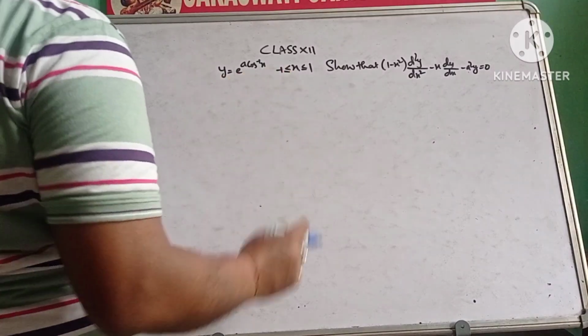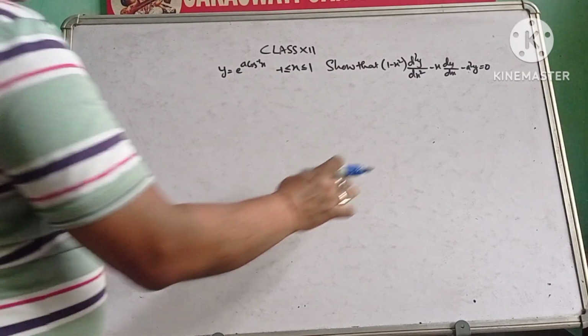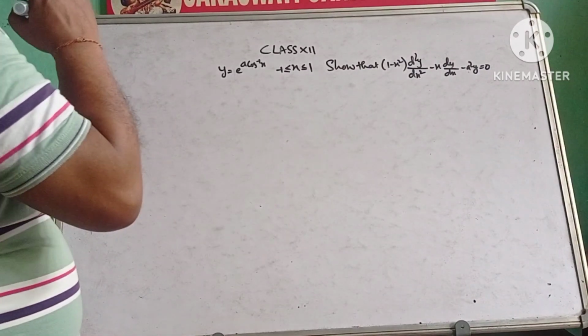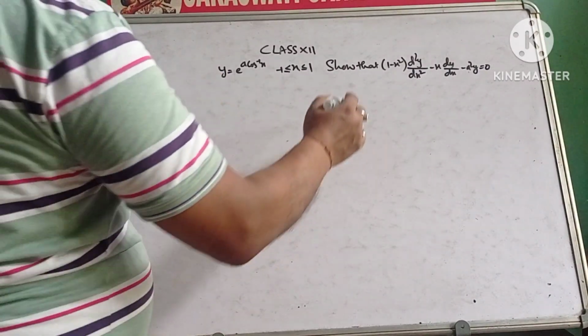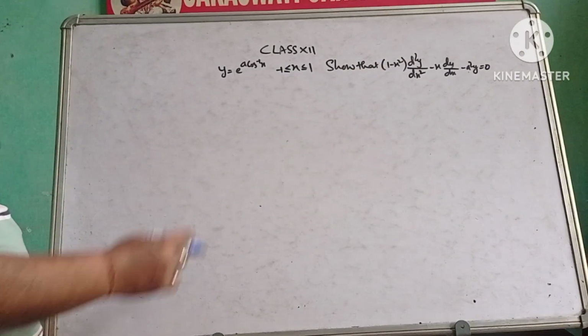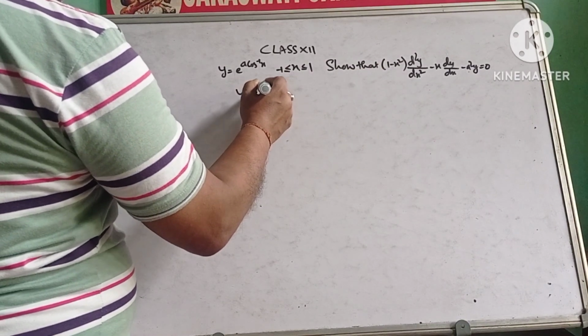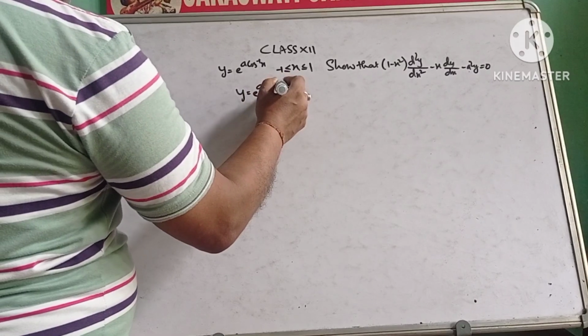This is a question asked by one of my students. Here, this question has a slight trick, and if you do not follow that trick, it will become difficult for you to solve this question. So first, y is equal to e to the power of a cos inverse x.